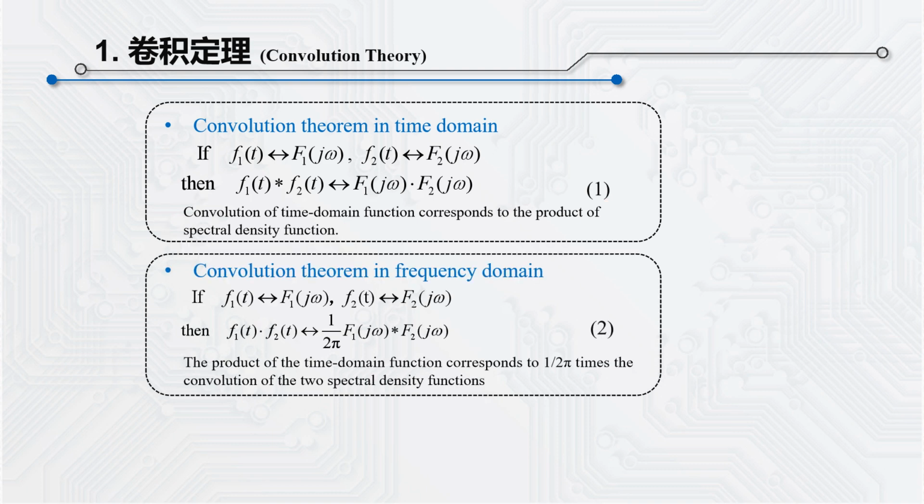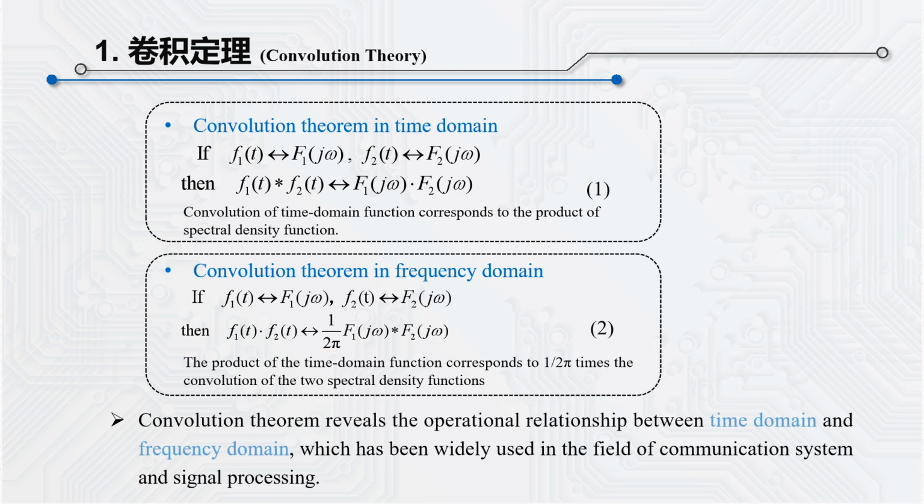The convolution theorem in frequency domain refers to the product of time functions can be expressed by 1 over 2 pi times convolution of two spectral density functions, as shown in Formula 2. The convolution theorem reviews the operational relationship between time domain and the frequency domain. In the field of communication system and signal processing, it has been widely used.